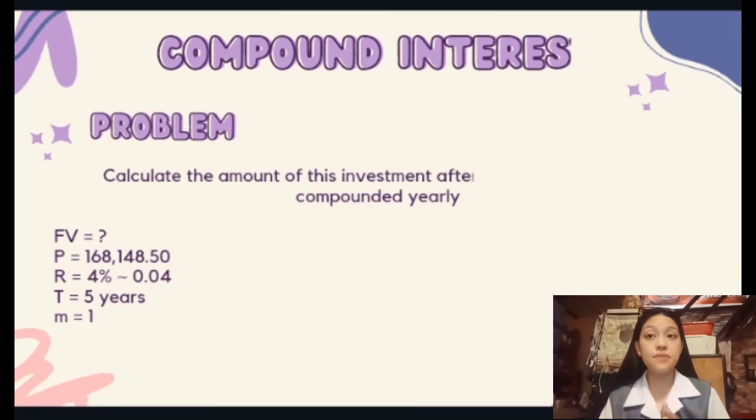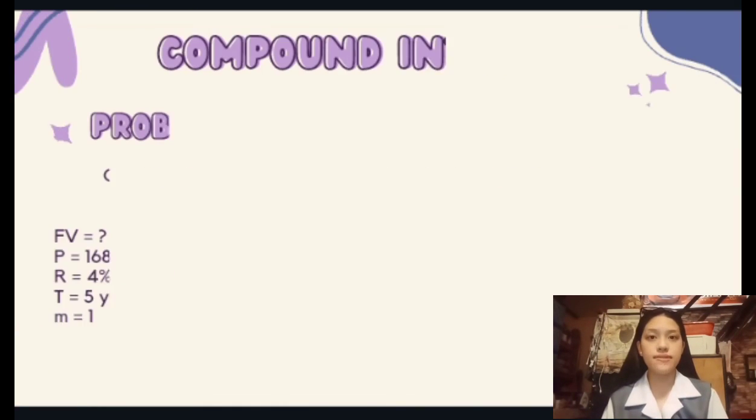Now, for the last problem for compound interest, calculate the amount of this investment after 5 years with interest compounded yearly. Now, we're finding again the future value. For you to get it easier, the given is provided already. Now, let me show you the solution.